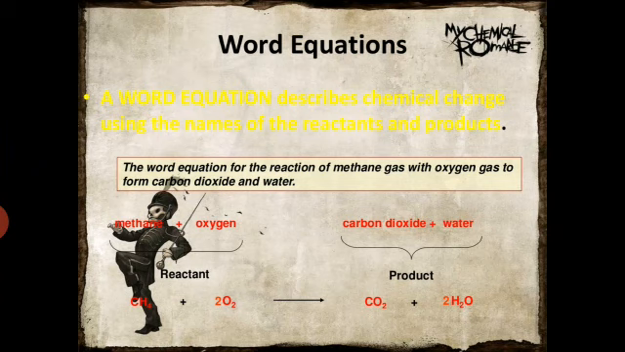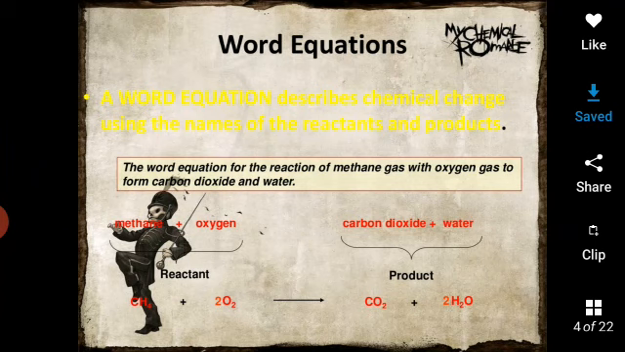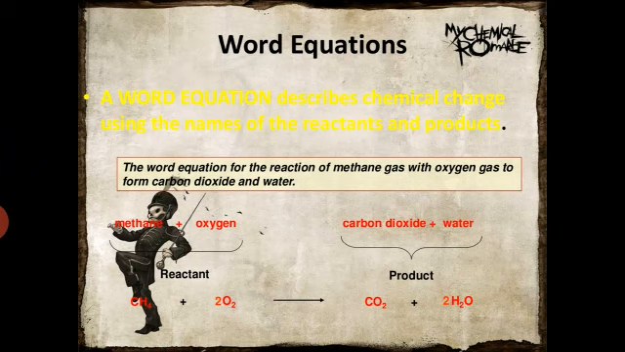Here an example is given: methane plus oxygen is giving you carbon dioxide plus water. Now, while writing an equation, we have two sides of the equation, left hand side and right hand side. On the right hand side, we write the products, and on the left hand side, we write the reactants. What are the reactants? Reactants are those substances which are reacting in a chemical reaction, and products are those substances which we get at the end of a reaction. Those which are reacting are called reactants, and what we get at the end of a reaction are called the products.